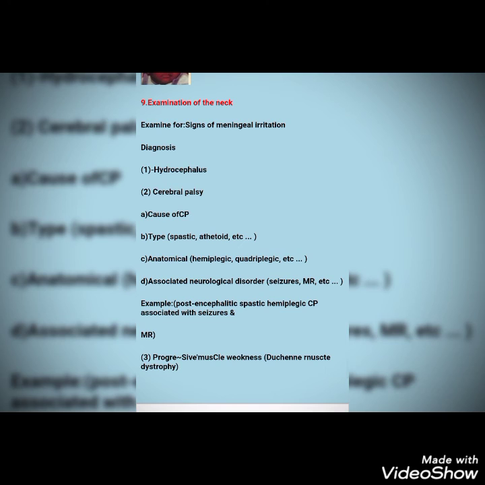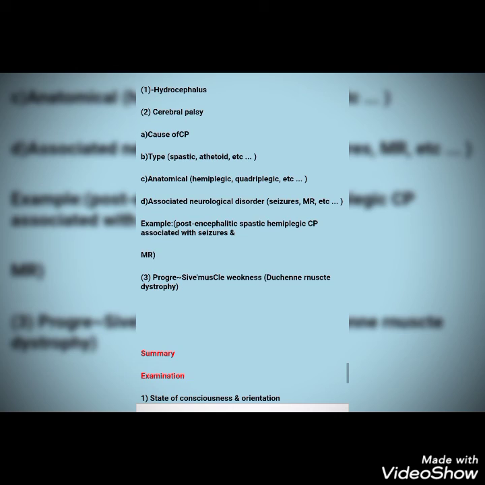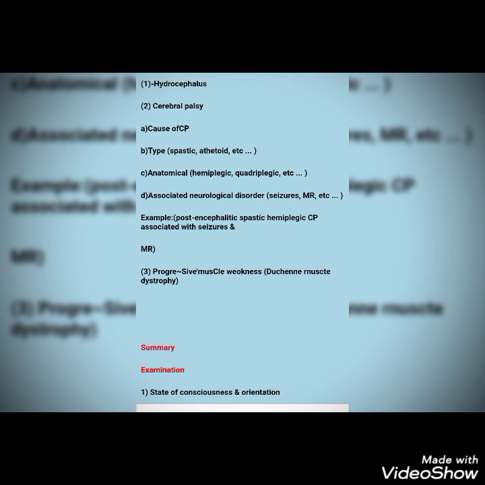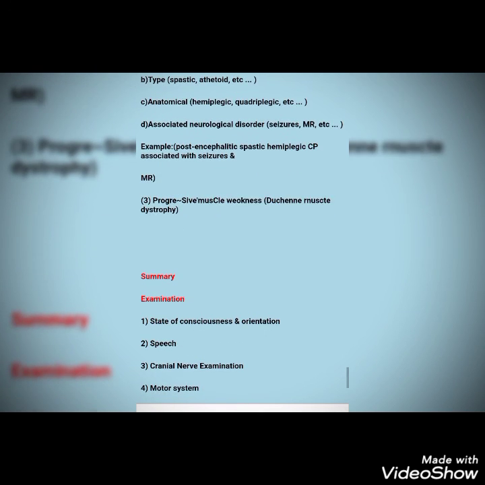Now we are coming to the examination of the neck. Examine for signs of meningeal irritation. Diagnosis: hydrocephalus, cerebral palsy, cause of CP, type: spastic, athetoid, etc. Anatomical: hemiplegic, quadriplegic, etc. Associated neurological disorders are seizure, MR, etc. Examples are post-encephalitic spastic hemiplegic CP associated with seizure, MR. Progressive muscle weakness, Duchenne muscular dystrophy.